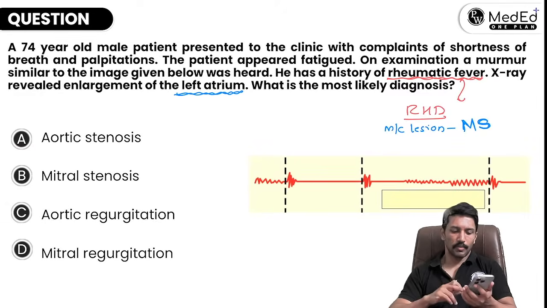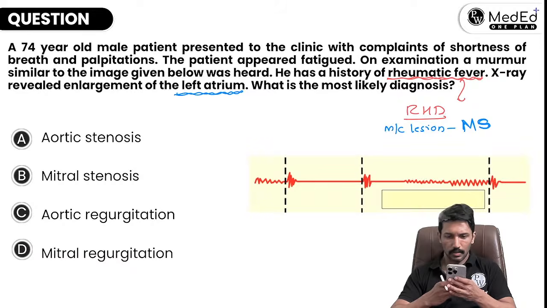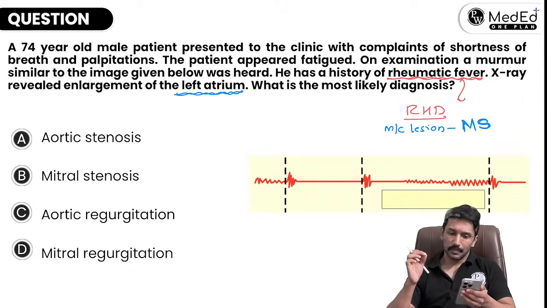Is it a systolic murmur or diastolic murmur? See, there is no marking of which is S1 and which is S2. So what do you think? What do you think it is? I'm not getting any of your texts. Is it a systolic murmur or diastolic murmur?